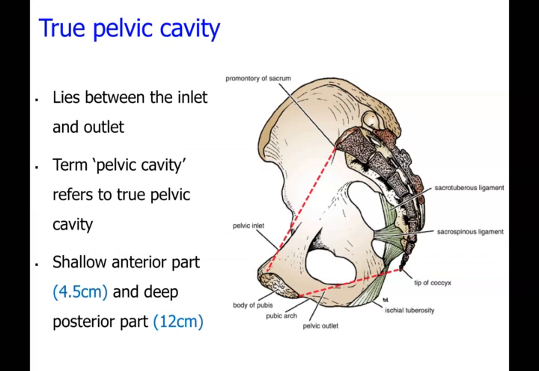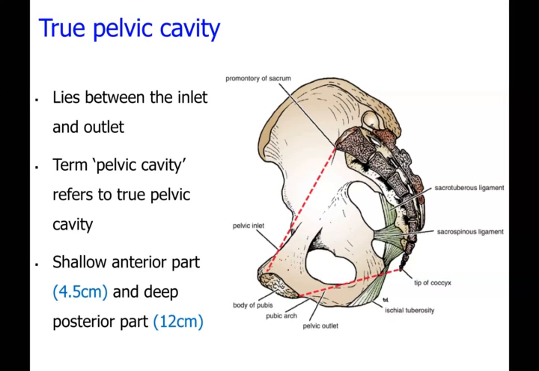cavity. Then the true pelvic cavity, as I said before, lies between the pelvic inlet and the pelvic outlet. And if someone uses the term pelvic cavity rather than specifying whether it's true or false pelvic cavity, always take it as the true pelvic cavity. So if someone says pelvic cavity, he refers to the true pelvic cavity, not the false pelvic cavity. So remember that point, because most of the time this term is used. When we write things in anatomy, we use pelvic cavity rather than true pelvic cavity. Remember that point.